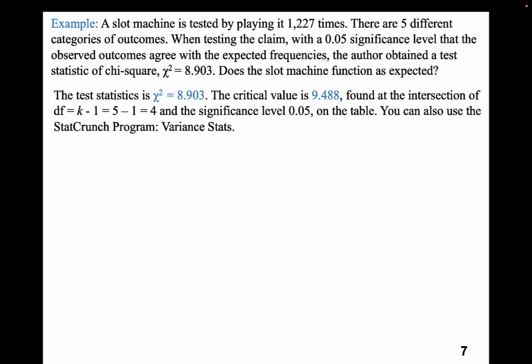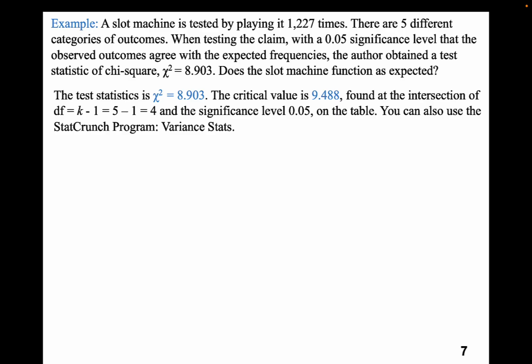The test statistic given to us was 8.903. That was given, okay? The critical value is 9.488, and we would find that at the intersection of the degree of freedom and the significance level on the table. I showed you how, I think, last section.